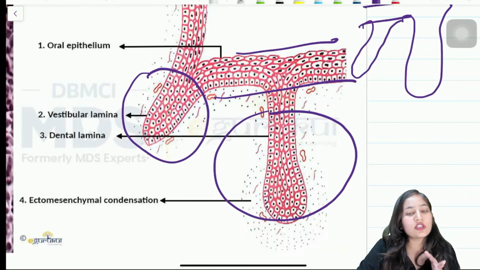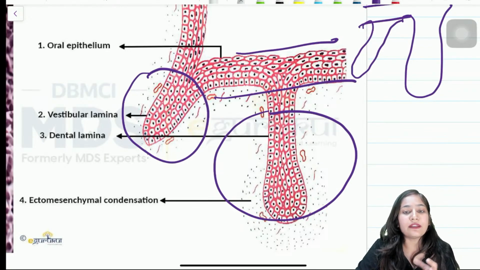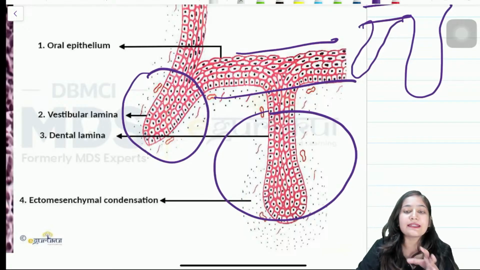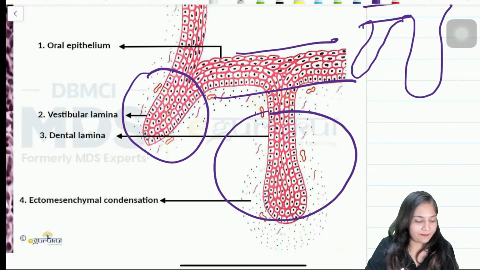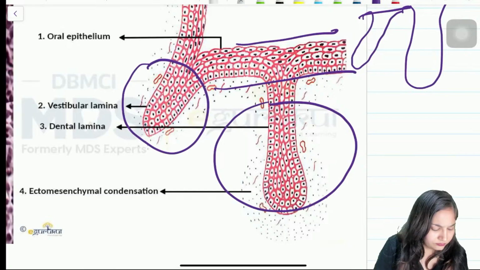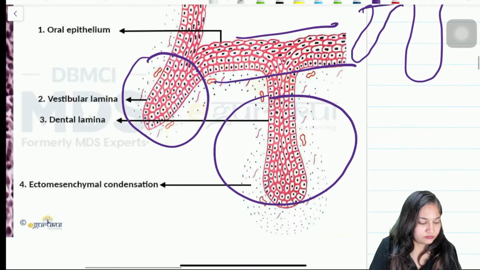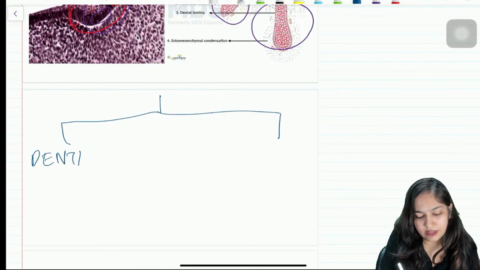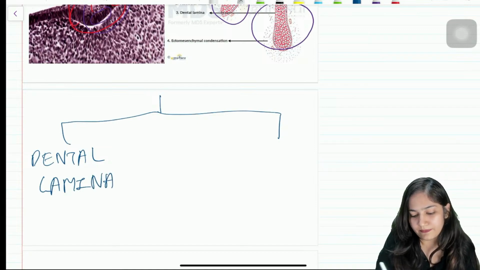Yes, Kirti, because of increased mitosis, these neural crest cells will be proliferating more rapidly as compared to the adjacent cells, right? Dental lamina and vestibular lamina.